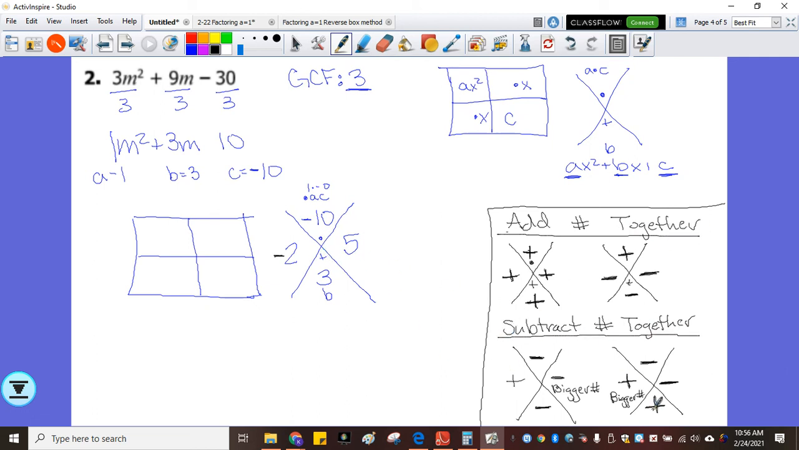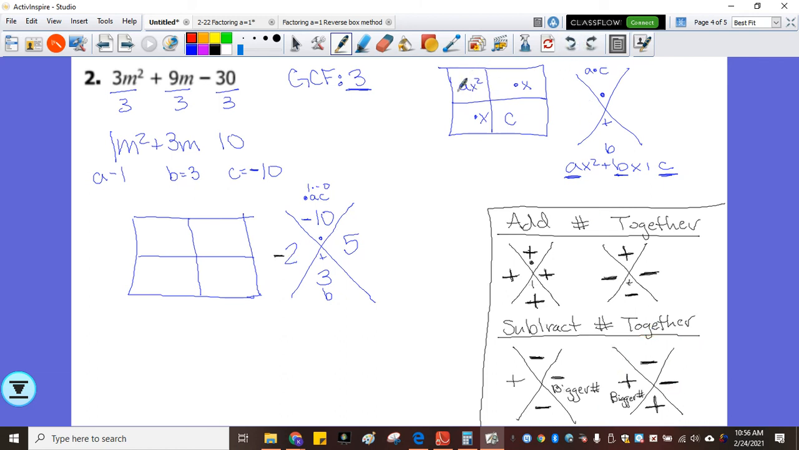If it adds to 0, then one's going to be positive, one's going to be negative. So I guess there's technically a 5th option. But our case right now is a negative and a positive, so you want the bigger number to be positive. So the 5 is going to be positive, and the negative is going to be the smaller number.